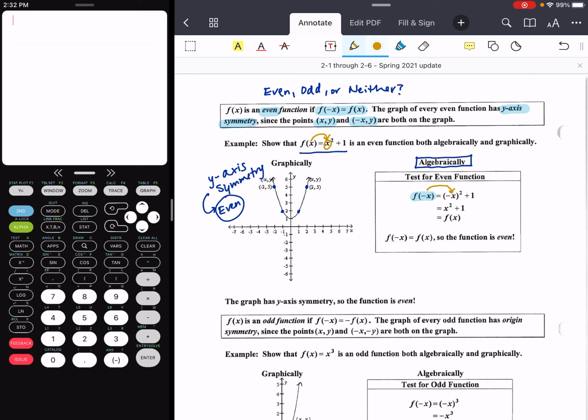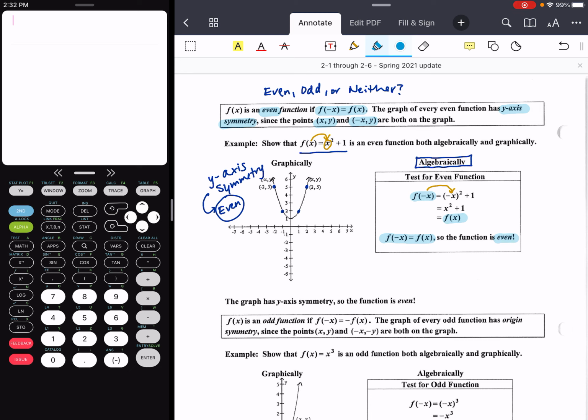So I started with f of negative x. I evaluated, I simplified, I got x squared plus 1, and I know that this is equal to f of x. So I have that connection, f of negative x ultimately equals f of x. So here's my summary statement: f of negative x equals f of x, so the function is even.